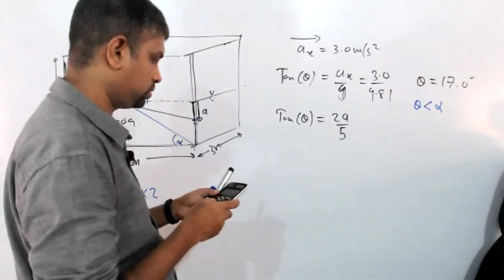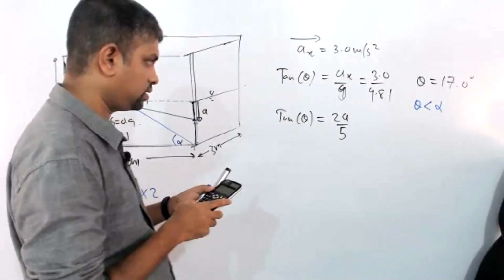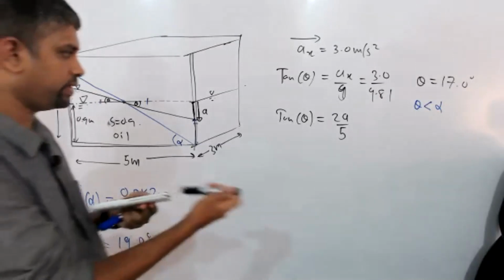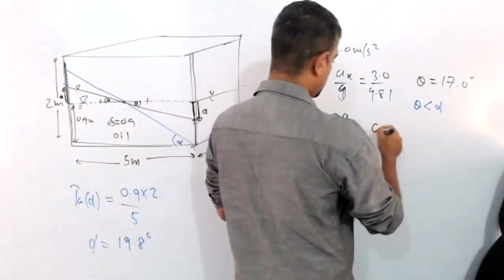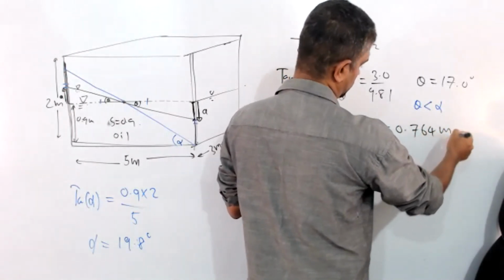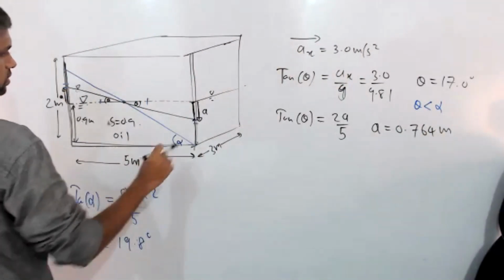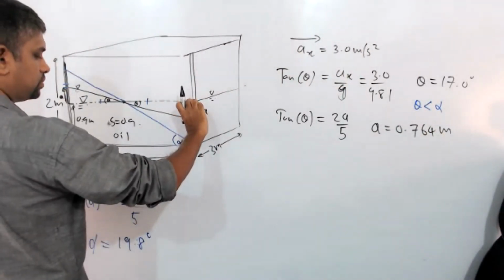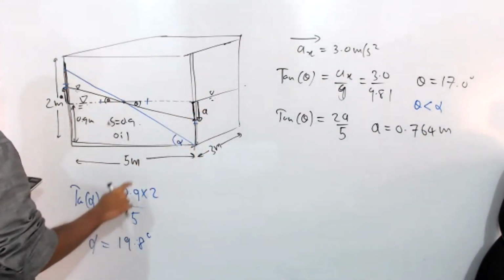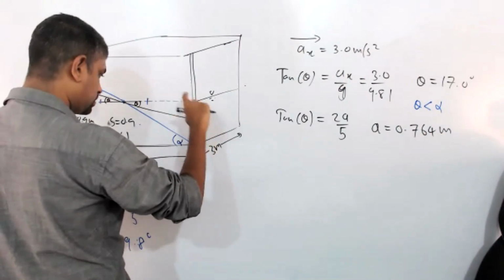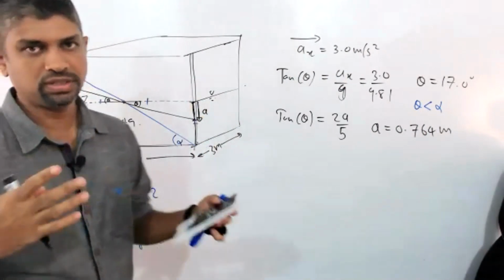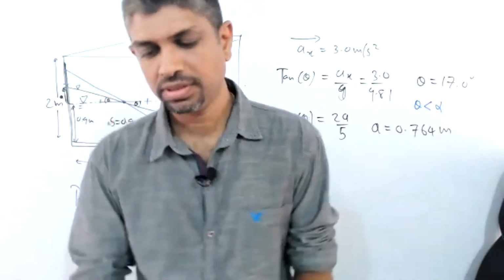Tan 17 into 5 divided by 2. The value of A is 0.764 meter. It should be less than 0.9. The initial level is 0.9, so this A must be less than 0.7. Based on the boundary conditions, you always have to think logically.